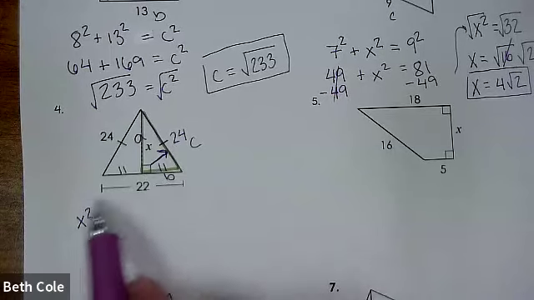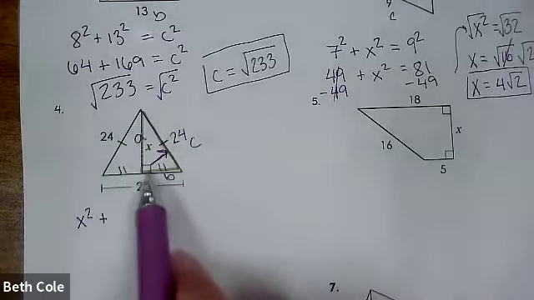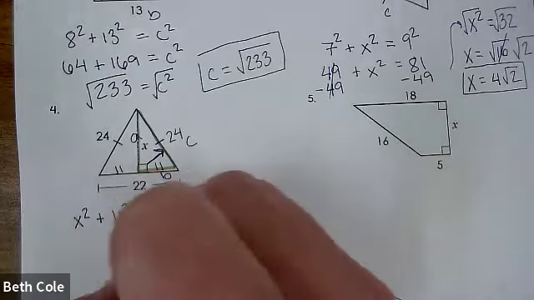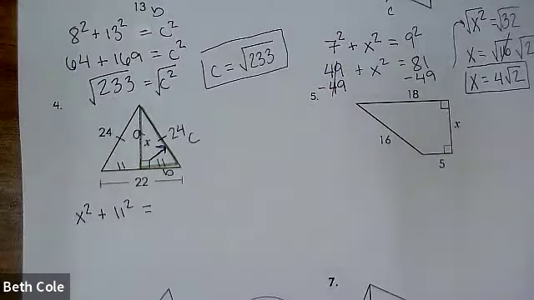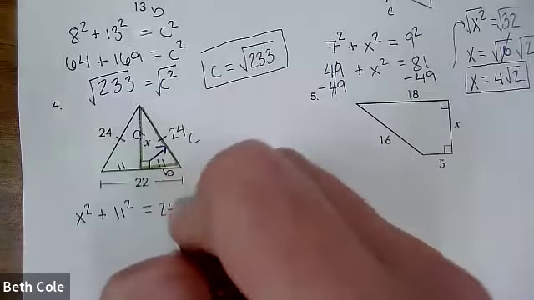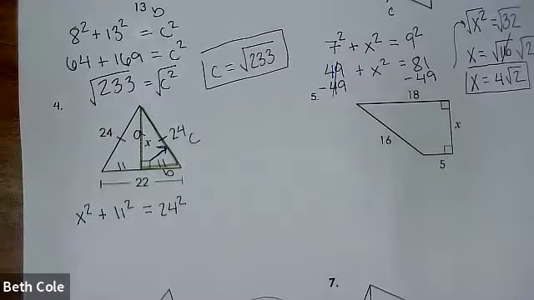Oh, close. It's that side, but we just want this half of it. Oh, 11 squared. Perfect. Equals, and then what's C? What we label as C? 24 squared. Good job. So we just needed like half of that triangle. It's kind of 2 triangles in one.